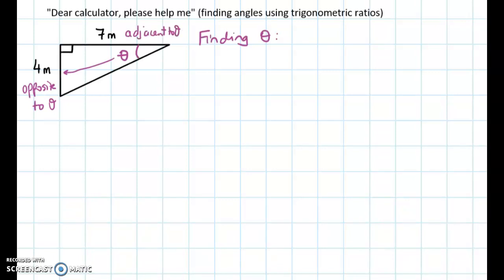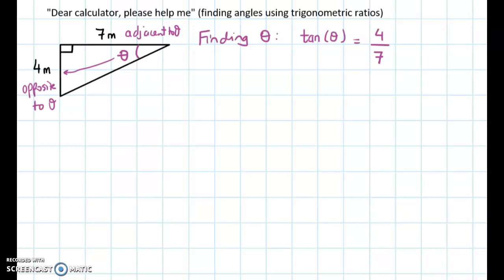So we have the trigonometric ratio that is the tangent that says that whatever the angle theta is, the tangent of theta is going to be the same as the length of the side opposite to theta, in this case 4, divided by the length of the side that is adjacent to theta, in this case 7. So what we are trying to find is an angle that has a property that when we apply the tangent function, the result is 4/7.